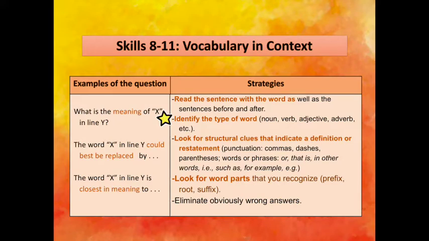Read the sentence with the word in it, as well as the sentences before and after. Identify the type of word. Look for structural clues that indicate a definition or a restatement. These clues are punctuation, like commas or dashes or parentheses. There are also words or phrases like that is, in other words, such as, for example.